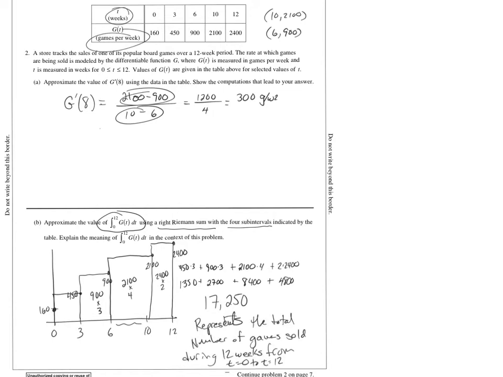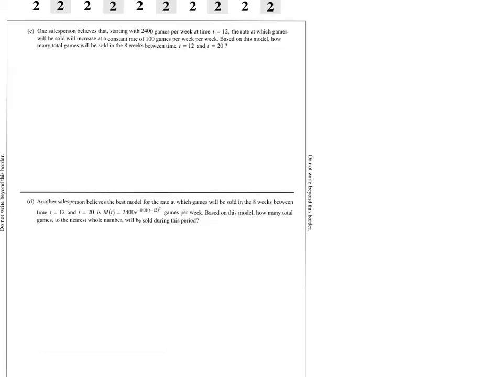Okay, so I finished this problem off here. Added those numbers up and got 17,250, and then it says explain the meaning of that integral in the context of this problem. Well, again, because G was games per week, and the x-axis was weeks, games per week times weeks is games. So it's the total number of games sold during the 12 weeks from t equals 0 to t equals 12. And again, I talked to you about before, make sure you include those limits in your explanation. So there you go. Pretty simple, number 1 and 2.